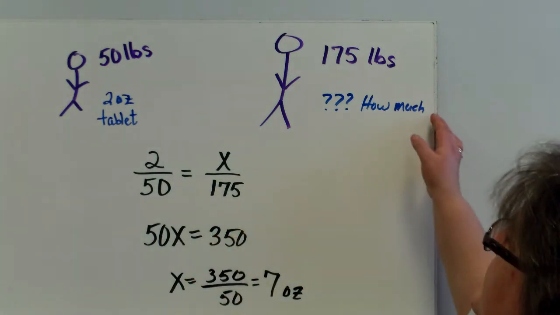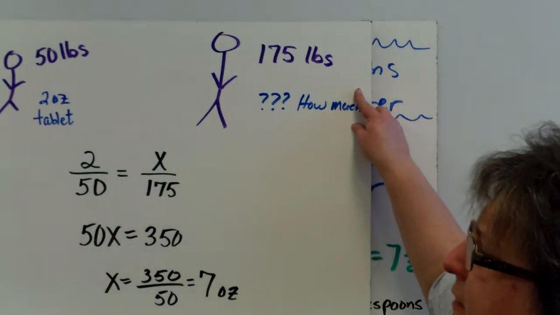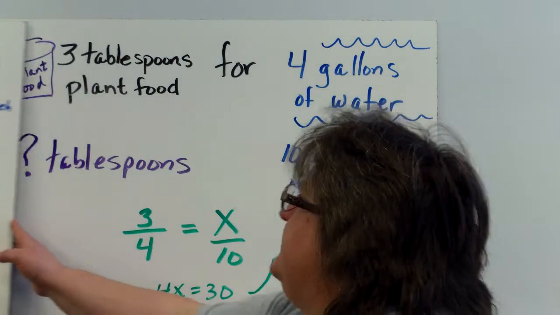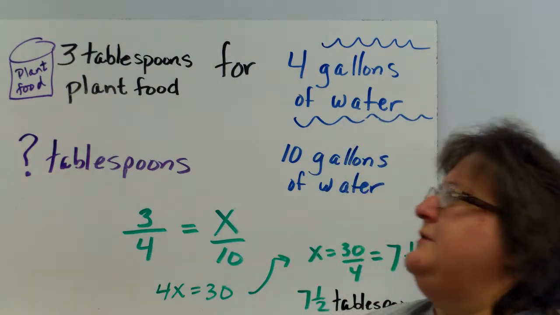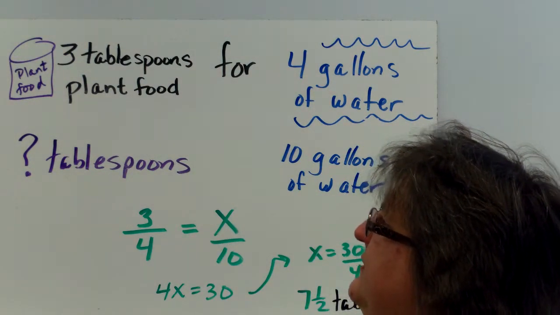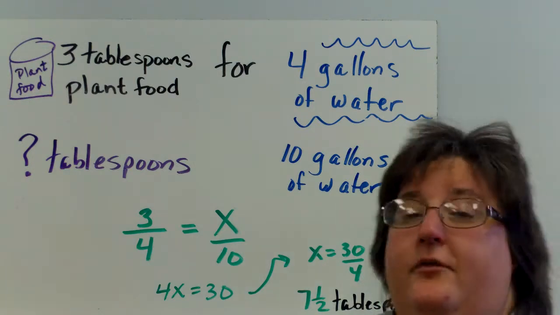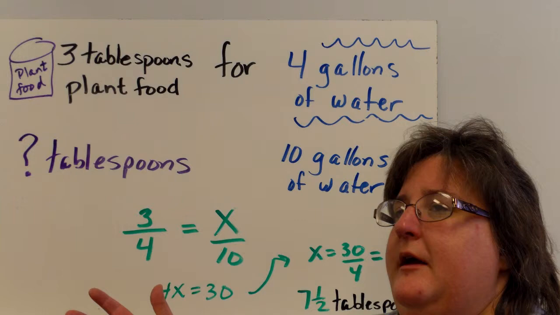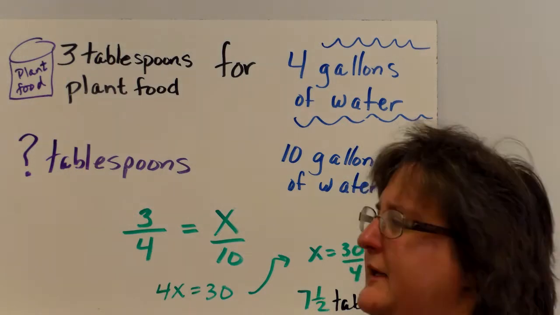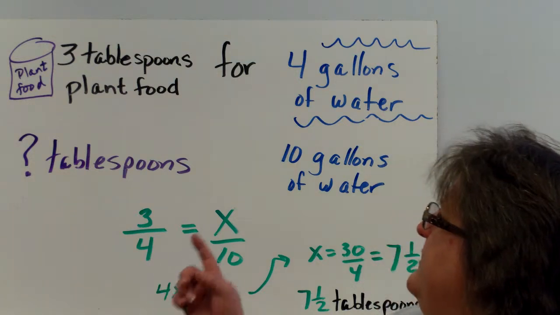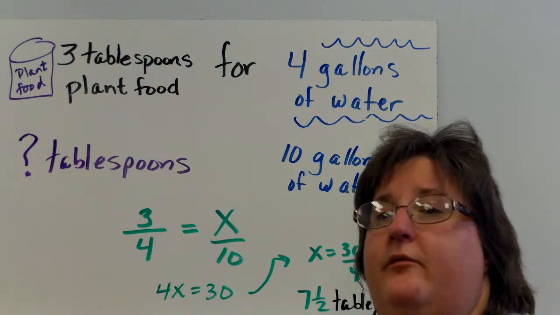Again, let's do one more. Lots of different situations use proportions. Here's another one. We have 3 tablespoons of plant food needed for 4 gallons of water. See, a fact. Now we're either going to extend that and feed a whole army of plants, or shrink it down and maybe just deal with 1. For our purposes here, we have 10 gallons of water.